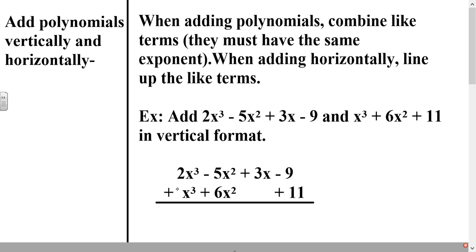So anytime there's just an x, that really counts as a coefficient of 1. So 2x cubed plus 1x cubed would be 3x cubed. And then negative 5x squared plus 6x squared would just be 1x squared, so I'm just going to write x squared. The 1 is optional. Then 3x plus nothing would just be 3x. And then negative 9 plus 11 would just be positive 2. So this would be our answer, and notice that it's in standard form. We always want to start with the highest exponent and then go in descending order from there.